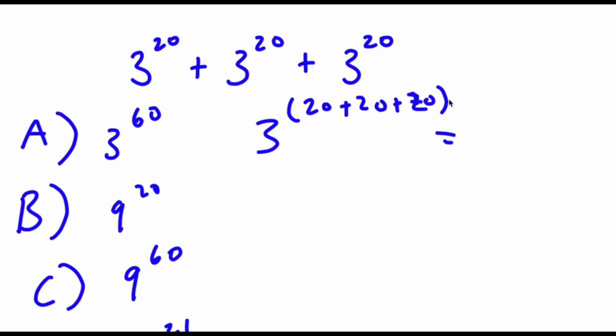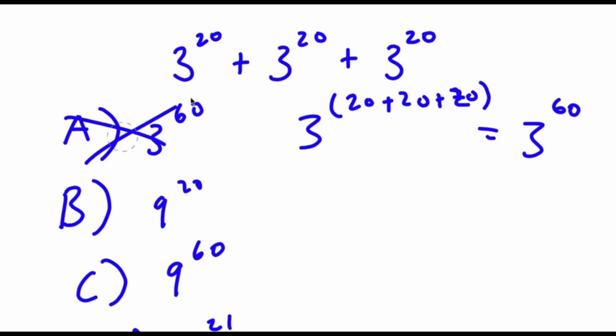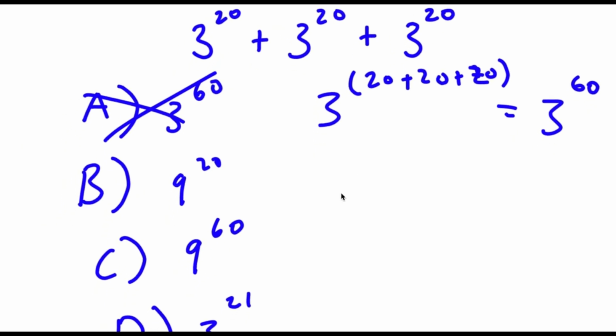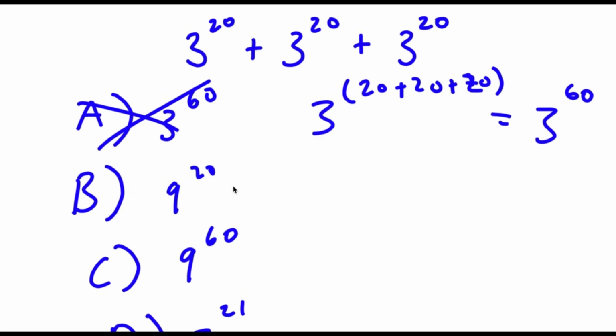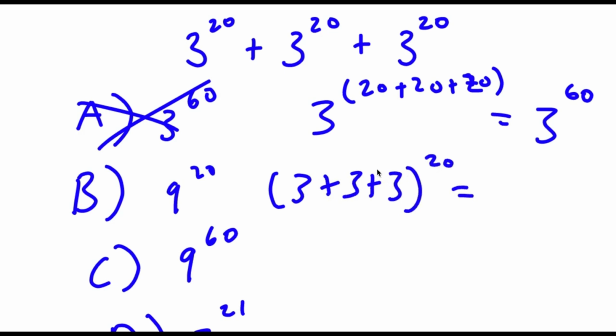And 20 plus 20 plus 20 is 60, so this results in 3 to the power of 60. And this method is actually wrong because that's not the way to add exponents. So now for answer choice B, what you do is you keep the exponent the same and you simply add the bases. So you have 3 plus 3 plus 3 to the power of 20. And 3 plus 3 is 6, 6 plus 3 is 9, so I get 9 to the power of 20. And this method is actually wrong as well, because that's not the right way to add exponents.